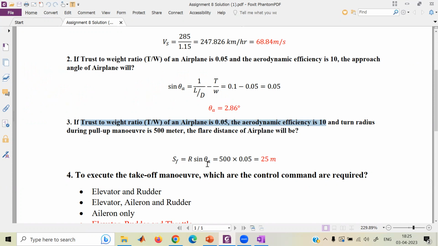Theta is known to us, and we already know the radius. Now the only thing we don't know is the connection between the flare distance SF and R. This is given here, but how do we know this is true? We can compute theta A, that much I'm confident, we just did it. And how do we connect SF and R? Can anyone suggest any geometry where we can look up and understand the connection?